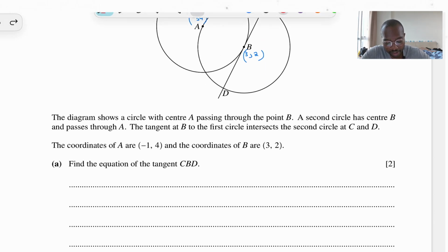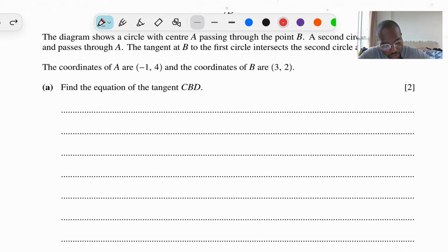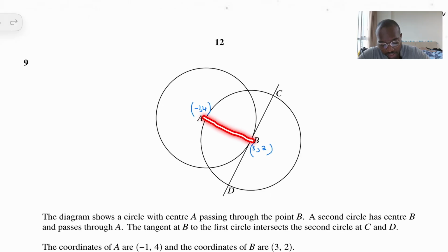So we know that for A and B we have minus 1, 4, and 3, 2. Let's work out the gradient of that. So that would be 4 minus 2, and then minus 1 minus 3. So that would be 2 over minus 4, which is negative a half. So we know A to B has a negative half gradient, which does make sense. It would definitely be negative.